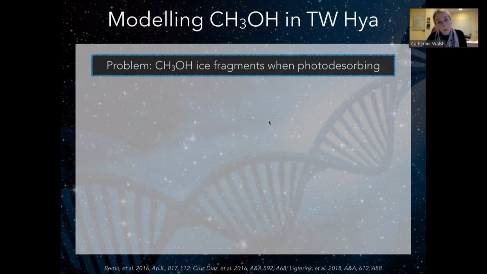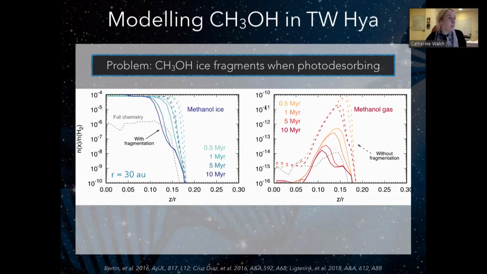So when you put those numbers from the lab into a model, and here I show now a slice in the disk from the midplane, which is at 0 here, up the disk atmosphere on the x-axis, and then the number density is on the y-axis. On the left-hand side, you can see methanol ice in blue. On the right-hand side, you can see methanol gas in the red and orange.